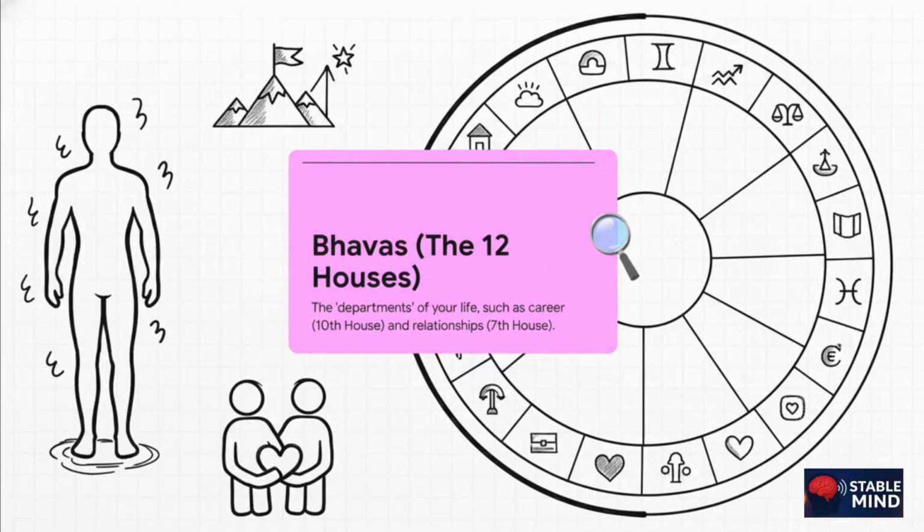And finally, the scenes or the acts of the play. These are the bhavas, the 12 houses. Each house represents a different department of your life. So the 10th house is all about your career. The 7th is about relationships. The 1st is you, your physical self. And here's the magic link. That rising sign we talked about, that becomes your 1st house, and everything else gets organized from there.